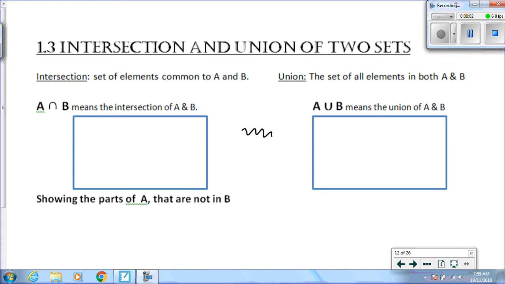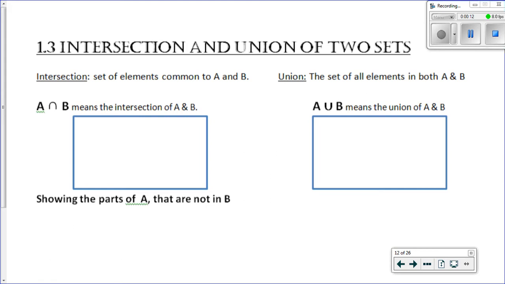All right, this is a lesson on section 1.3, intersection and union of two sets. So you want to have your formula sheet handy because we'll be referring to a couple of things on there. And so we're starting off with two definitions. First off, intersection, which is a set of elements common to A and B. So here we want to associate intersection with the word and.